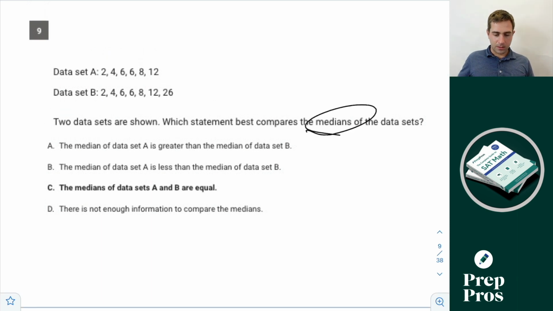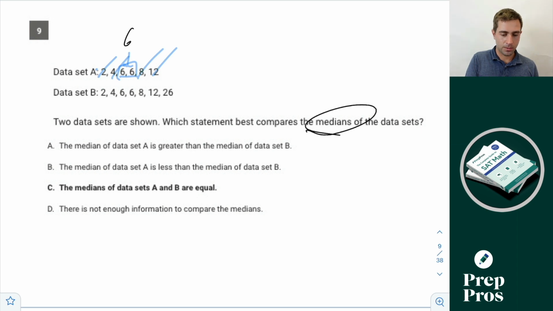Back with more medians. Which statement best compares the medians of the data sets? Well, these are organized from smallest to largest, so we can just do this the old school way. Let's cross them off: smallest, biggest, next biggest. We get 2 in the middle, so we take the average of these. 6 and 6 give us an average of 6.